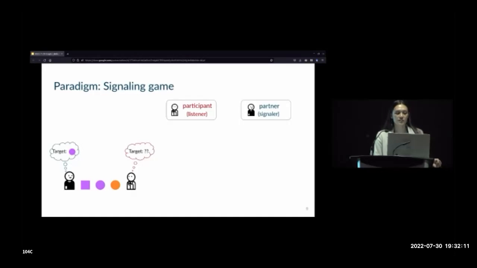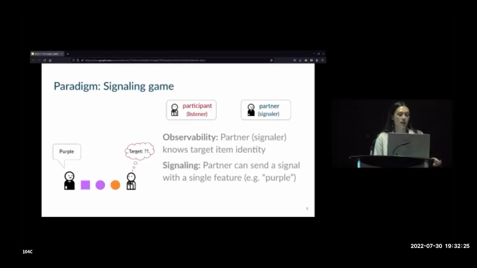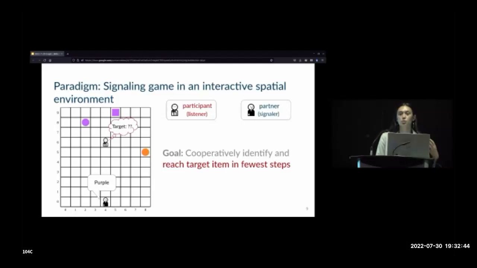The paradigm we've designed looks quite a bit like the referential signaling games. We have the participant play the role of a listener, and they have a partner who will signal. The partner knows the target item's identity, but the participant does not. The partner can send a signal of a single feature of the intended referent. However, unlike traditional signaling games, we do this in an interactive spatial environment, a 2D grid world. So now the goal is not just to cooperatively identify the item, but actually to have one of the agents efficiently reach that item.